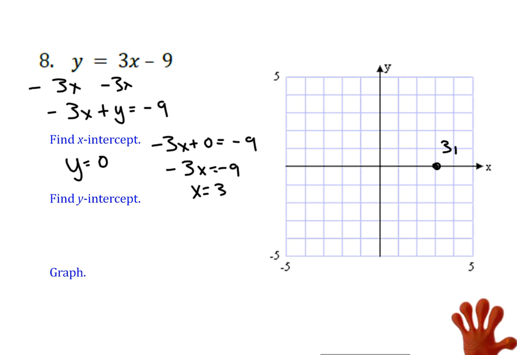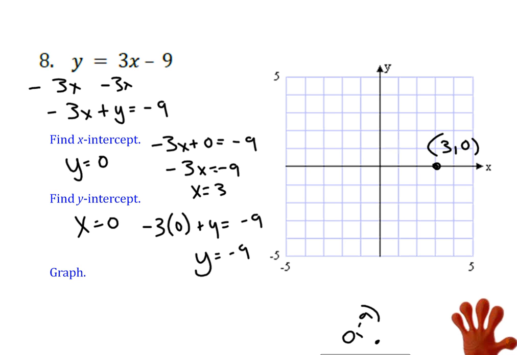So that's going to be 3, 0. Y-intercept is where x equals 0. So that's going to be negative 3 times 0 plus y equals negative 9. So y equals negative 9. So that's all the way, I'm guessing, right about down here. So that's going to be 0, negative 9. That's what I'm looking at. There's my graph.